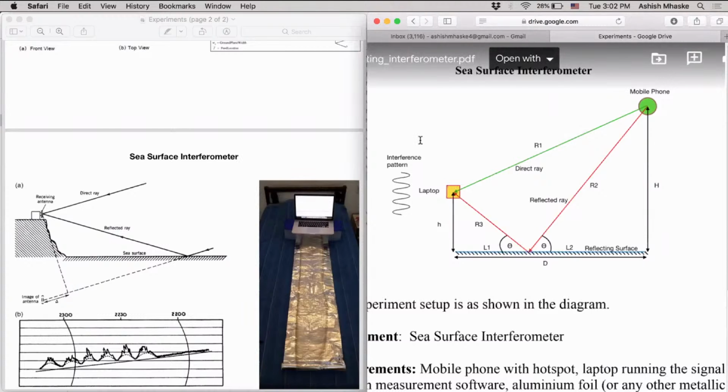So, I just verified the sea surface interferometer operated between 40 and 400 megahertz. Right. And no observations were made above 400 megahertz.